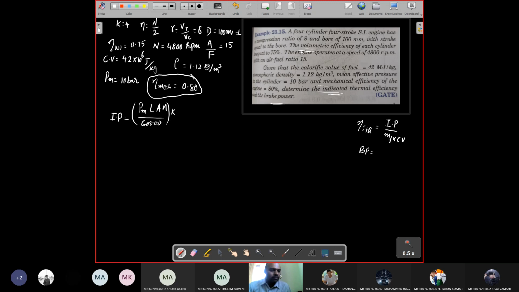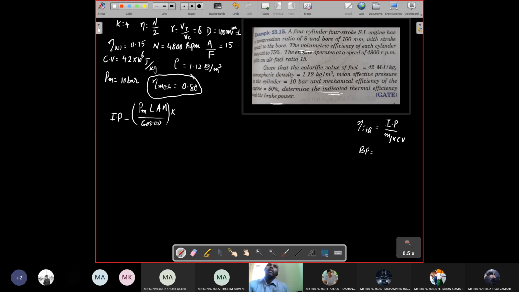Is there any unknown value here? No, sir. So mean effective pressure is given as 10 bar, that is 10 into 10 power 5, and stroke length is given as 100 mm. We should convert it into meters, that is 0.1 meter.